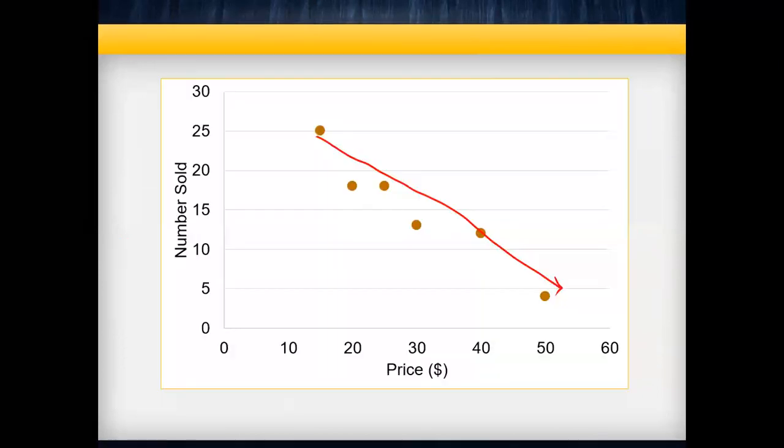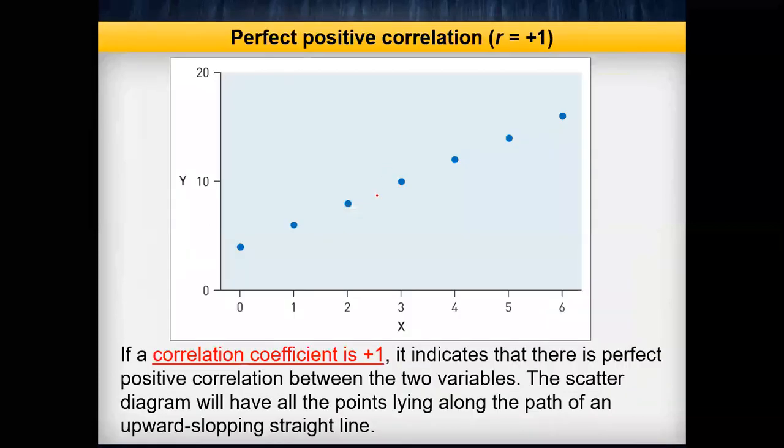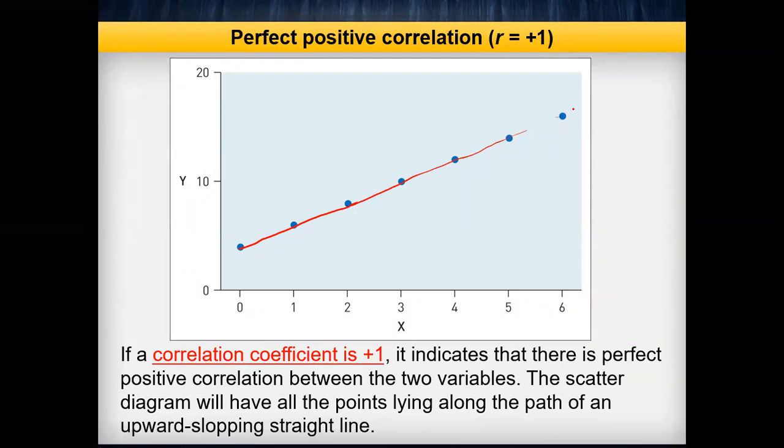Now look at this one. Here the scatter diagram of the data shows that all the points lie on a straight line. Always keep one important thing in mind: the Pearson correlation coefficient tells us about the linear association.